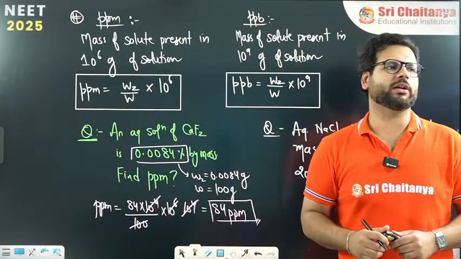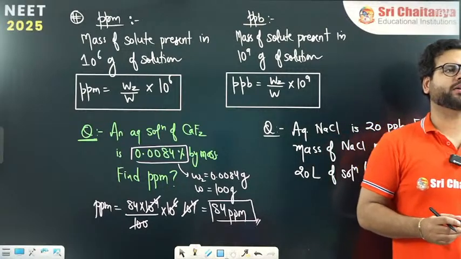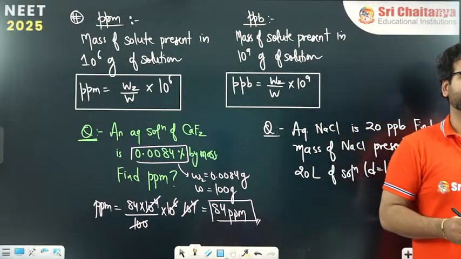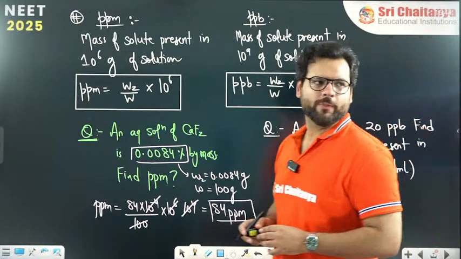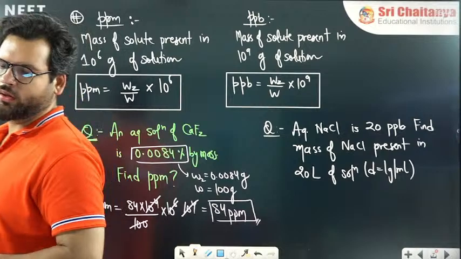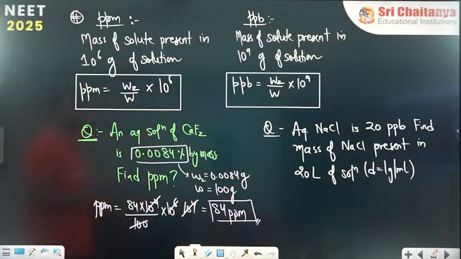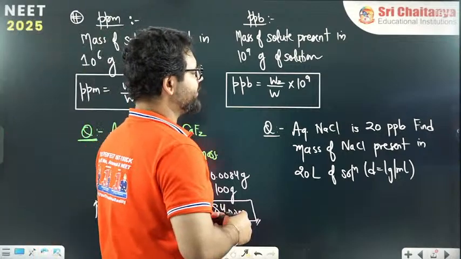What about the next one? Bharati correct, Raju correct, Sriram correct. Good. Do the next one now. 20 liter of solution you have taken, which is 20 ppb. Find the mass of NaCl.